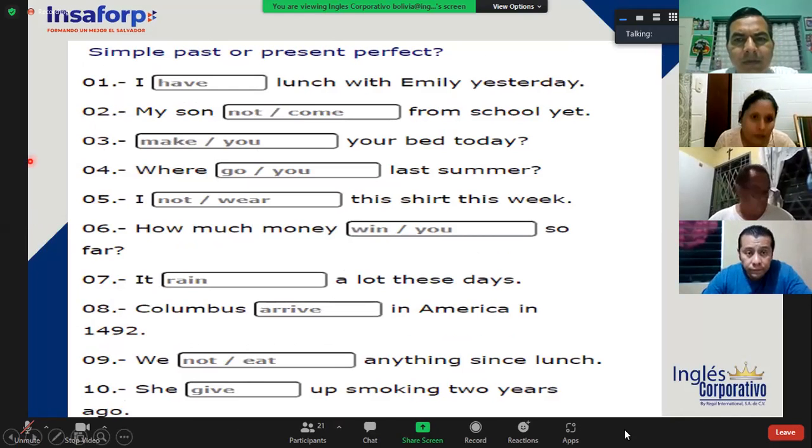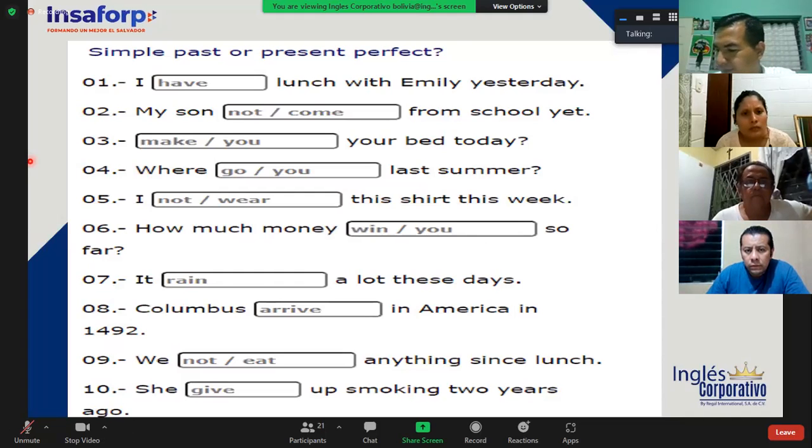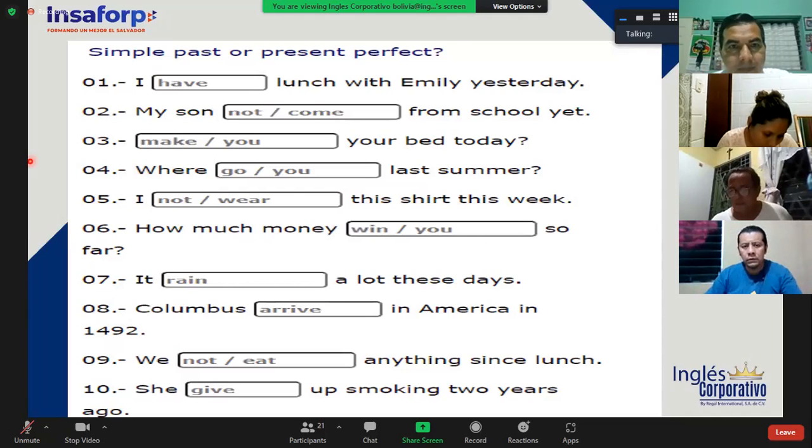Okay, in the one, I have lunch with Emily yesterday. I have. How? The first, I have. I have lunch with Emily yesterday. I have eat lunch with Emily yesterday. I have eat. Eaten. Eaten. Eight.